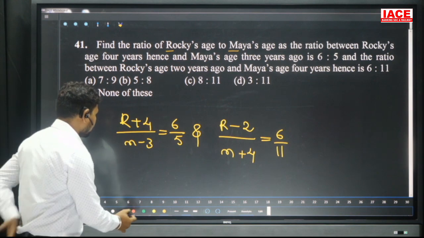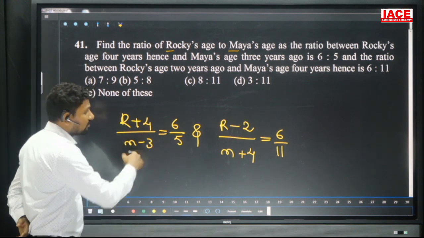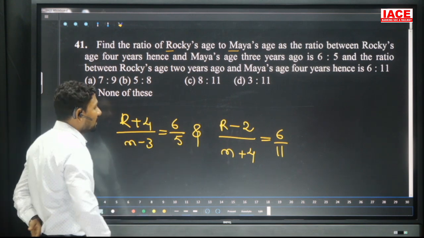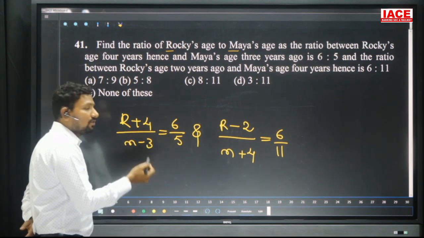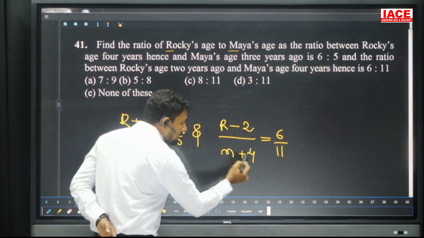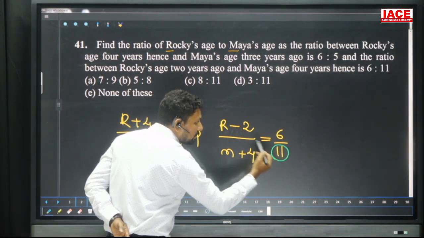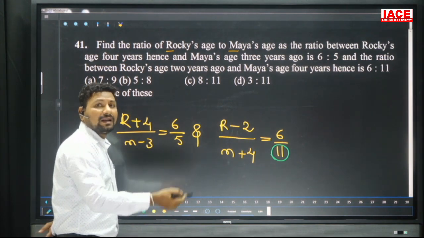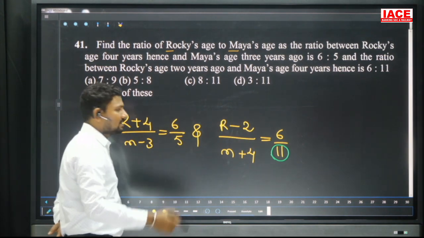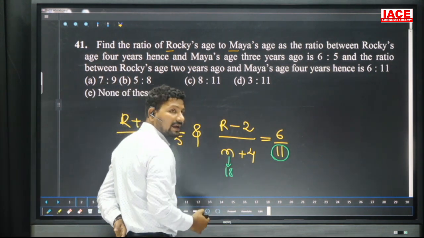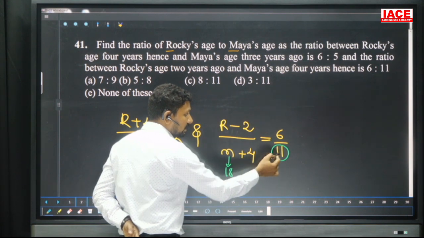Then we'll calculate now. If you simplify this whole equation, of course we get the R value and M value. Instead of that, we just have to look for the numbers which make the LHS equal to the RHS. Look here: M plus 4 must be divisible by 11. Divisible by 11 means either 11, 22, 33, these numbers. So I am going for 22. 22 means M is 18. 18 plus 4 is 22, and 22 is divisible by 11.